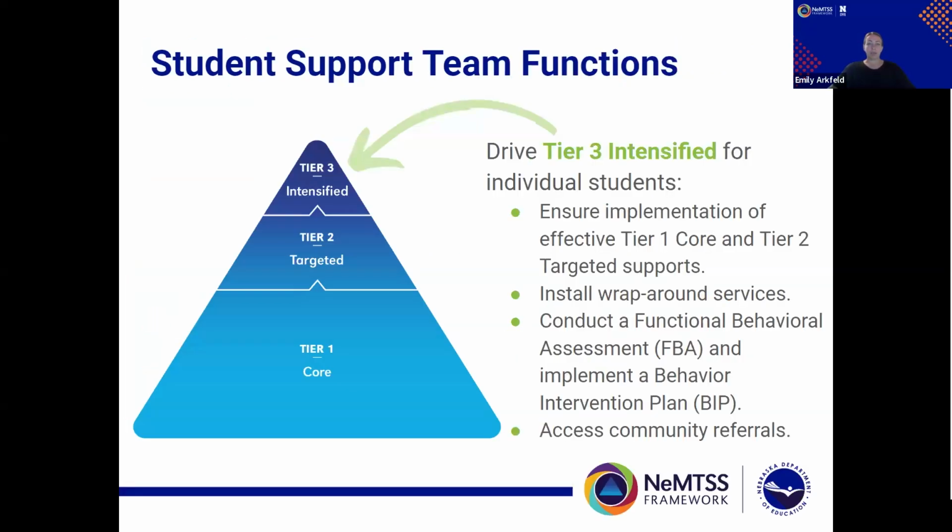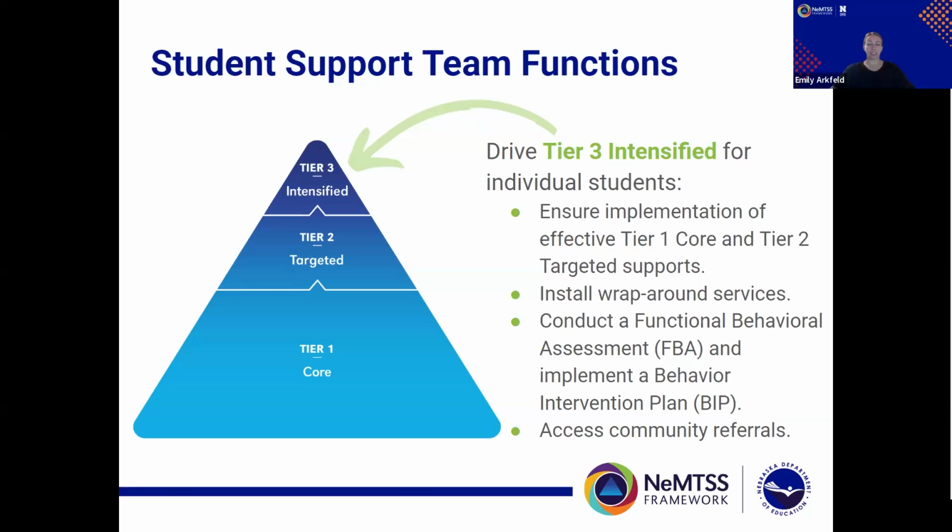A student support team has multiple functions. The first function is to drive Tier 3 intensified social, emotional, behavioral, and academic supports for an individual student. These supports can include ensuring implementation of effective Tier 1 core and Tier 2 targeted supports are happening for the individual student, wraparound services, a functional behavioral assessment or an FBA, or a behavior intervention plan, also called a BIP, a referral to community resources who can provide goods or services that can help support the family, including meals, transportation, or family stability classes.